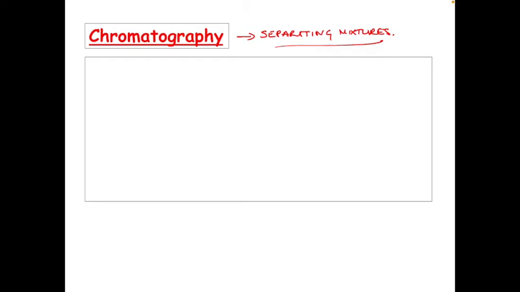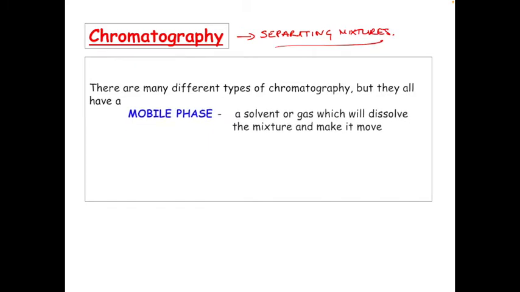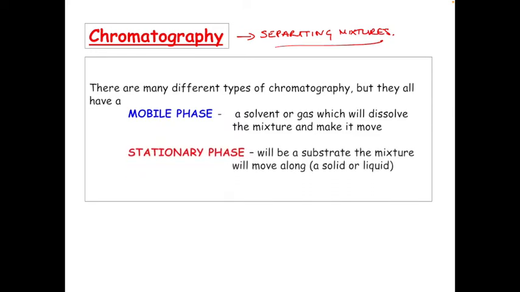Okay, so we're going to look at something called chromatography, and put simply, that is just a way of separating mixtures of chemicals. Every type of chromatography, and we're going to look at a few, has something called a mobile phase and something called a stationary phase. A mobile phase is like a solvent or gas which will dissolve the mixture and make it move, and the stationary phase will be a substrate, which is basically the material that you're using. It might be a solid or a liquid.